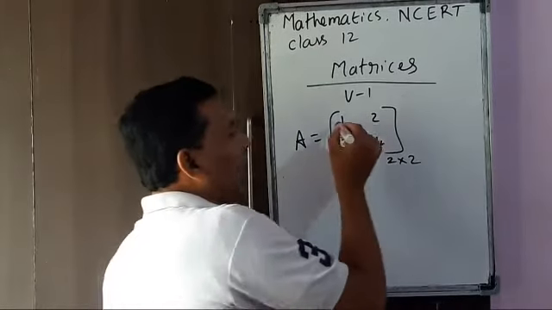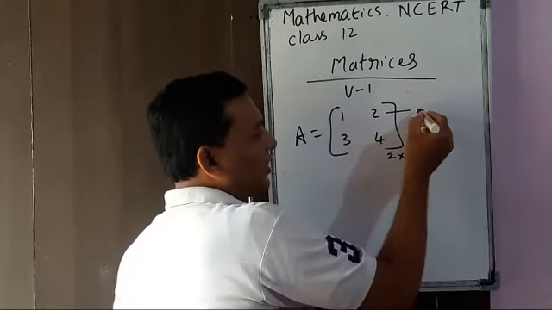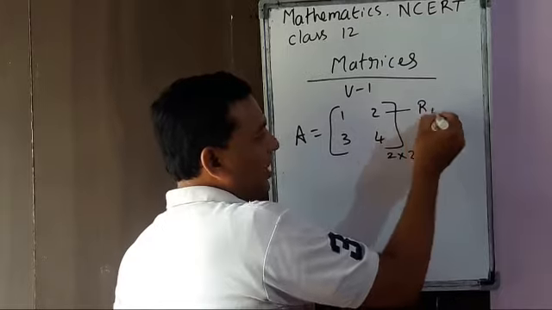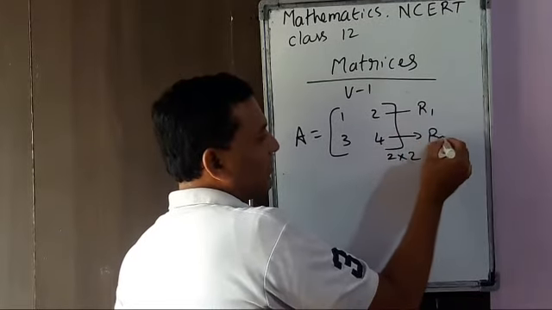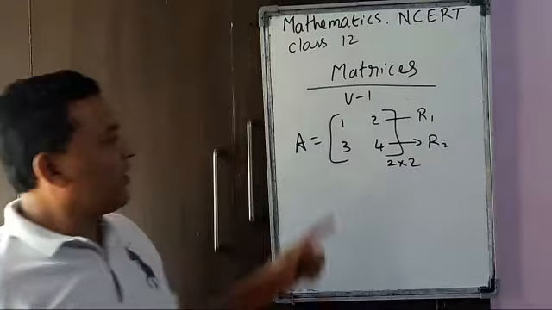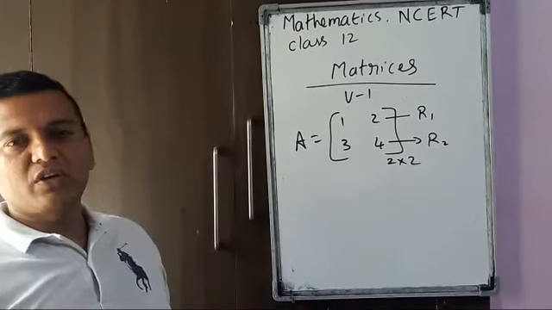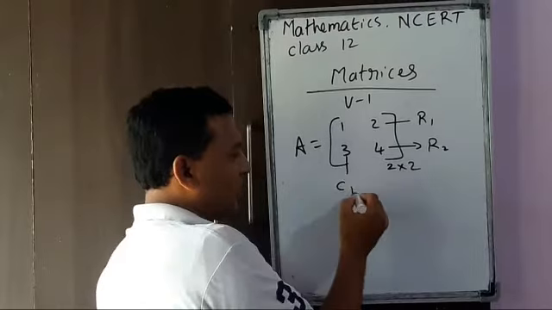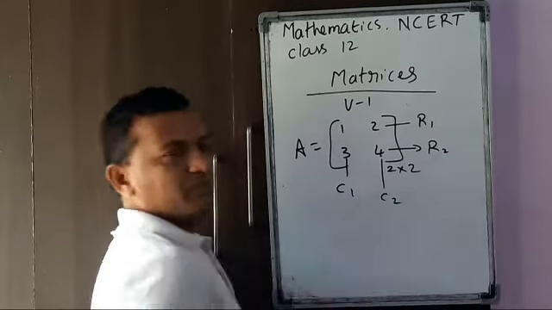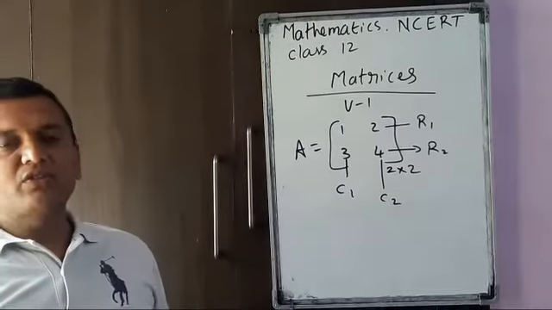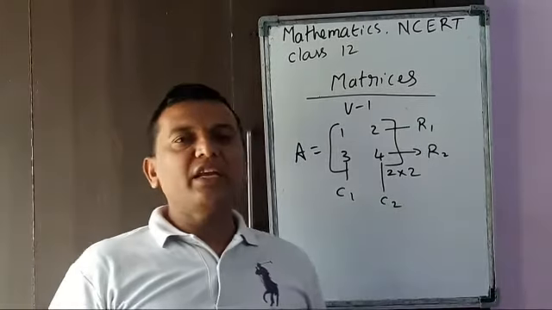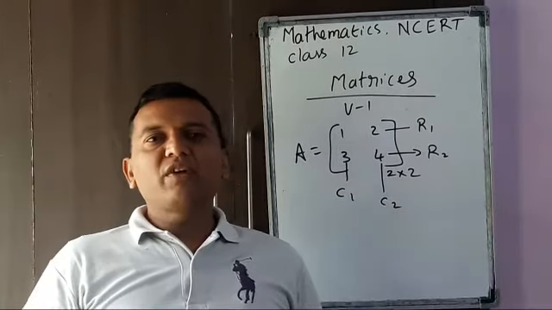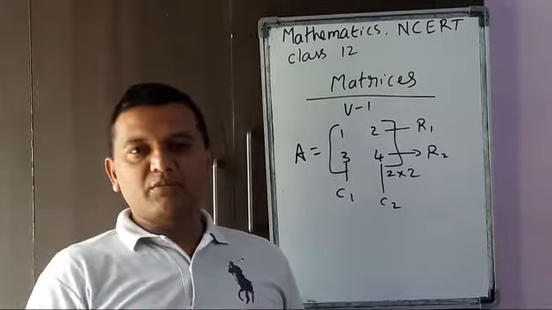So this horizontal arrangement is called rows. We call this R1, this one is R2. Similarly, the vertical arrangement of numericals or functions is called columns. So this is column 1, this is column 2. It is not necessarily always numbers; it should be any real number or a function which results in a real number.